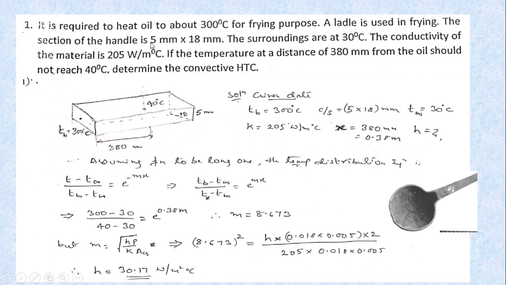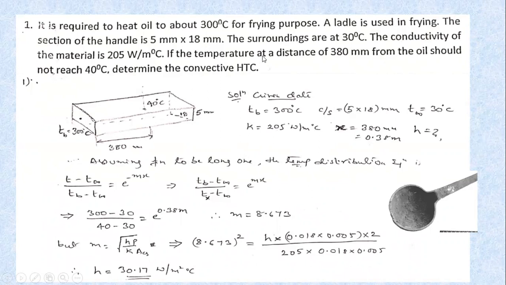The section of the handle is 5 mm by 18 mm. So that section, I've zoomed it here. So this is the 18 mm breadth and 5 mm thickness. The surroundings are at 30 degrees. So surrounding, that is atmospheric temperature, T infinity, is written as 30 degrees centigrade. Conductivity of this material is given as 205 watt per meter degree centigrade.